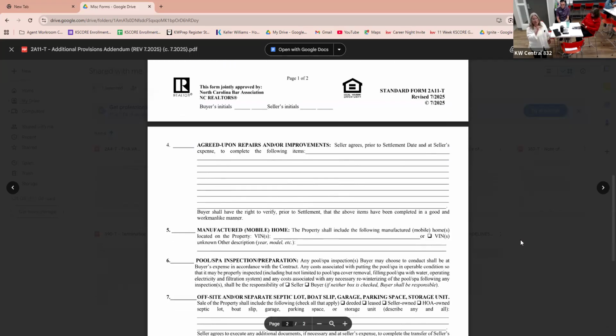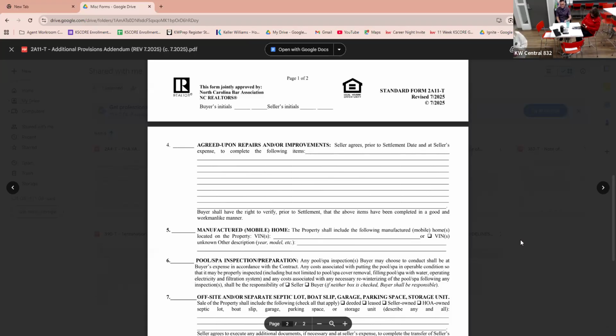Agreed upon repairs and/or improvements. An example would be the agent puts in the MLS agent remarks, broken garage door to be repaired prior to closing. You still want to put it on here just to verify, because an MLS sheet is information deemed reliable but not guaranteed.